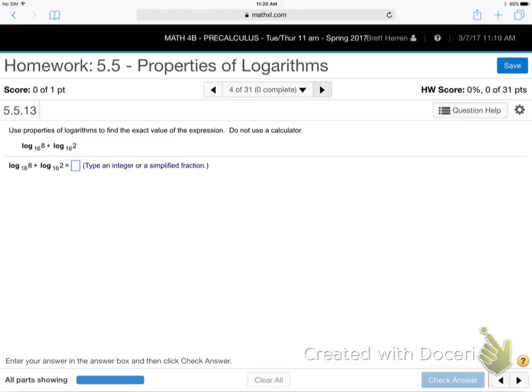All right, so let's take a look at this one. So basically they want us to use the log rules. Do you remember? They're going to keep hitting on those 3 log rules. So remember the power one we've been using.